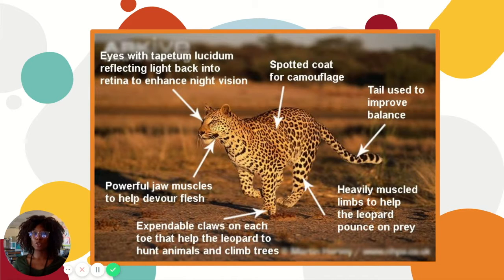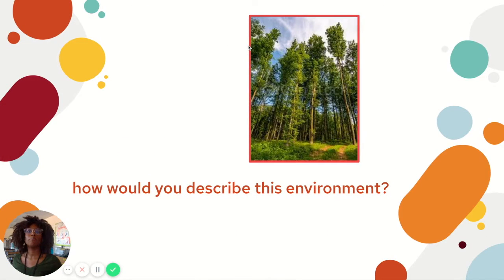Okay, other adaptations. So this is a cheetah. Cheetahs have different adaptations that make them a top predator. For example, they have powerful jaw muscles to help them devour flesh. They also have night vision, a certain type of, it says tapetum lucidum. I don't know what that is. Basically, whatever it does is it reflects light back into the retina, so into the eyeball, to give them night vision. So this cheetah has lots of different adaptations that help it do its job.